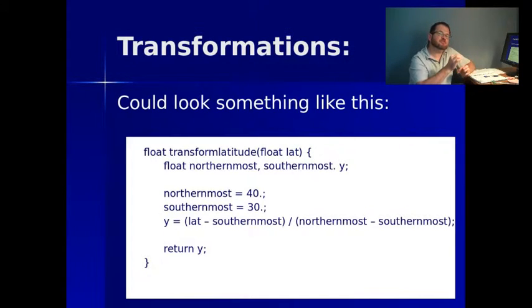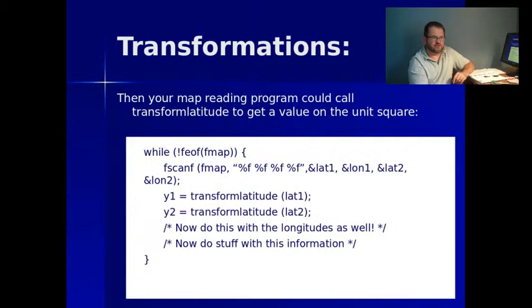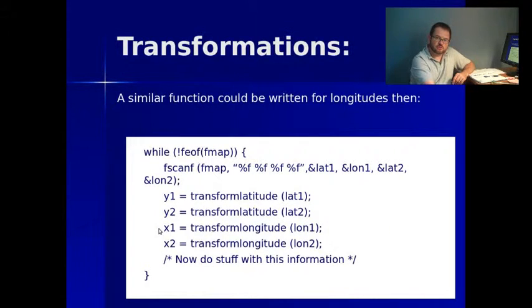But y then maps to a value between 0 and 1 if the value of latitude is between northernmost and southernmost, and then we just return y. So that's what this function is going to do. It's going to change your value of latitude into a value of y. For example, I could go back in my main program here. I could have a while it's not the end of the file. We're going to read in the next 4 values of lat1, lon1, lat2, lon2. That latitude 1 is going to get transformed into y1, and that latitude 2 is going to get transformed into y2.